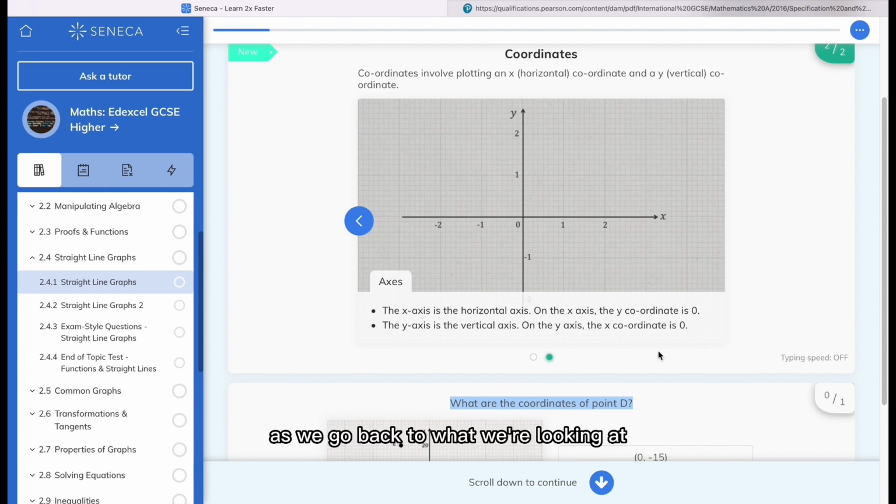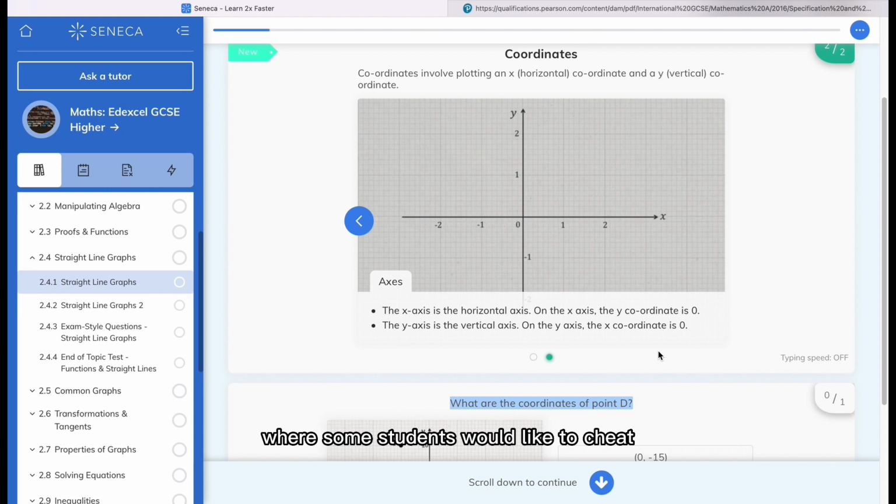So as we go back to what we're looking at, we were looking at what are the coordinates of point D, and the purpose behind this, you can see this is on purpose. In point D, we looked at -15, 0, and that's basically the answer, because we know that y is equal to 0, because it's not moving up or down, it's right on the y equals 0 segment, so we know it's going to be 0.